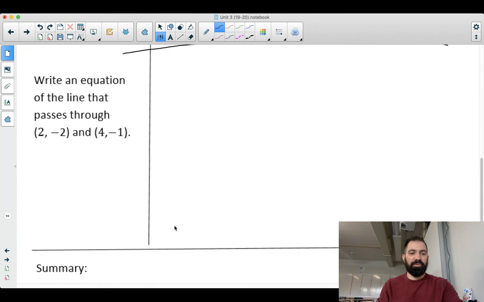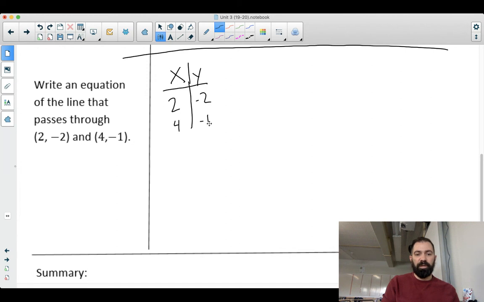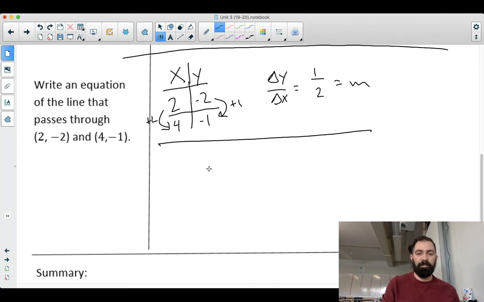And last but not least, let's try one more example here. Again, first thing you want to do, create your table. Find your slope. (2, -2), (4, -1), change in y over my change in x. -2 to -1 is +1, it's my change in y. 2 to 4 is +2, change in x. So that equals my slope. Part 2, substitute. Pick any point you want. Let's pick our first one, (2, -2).